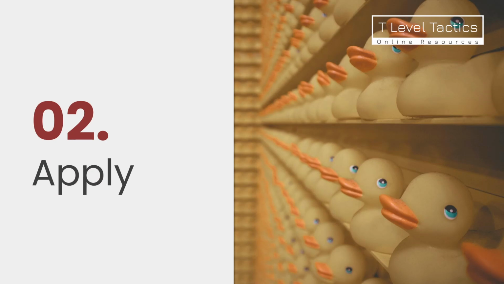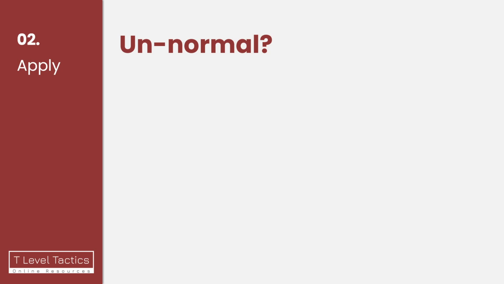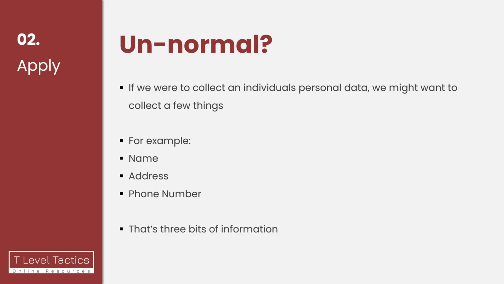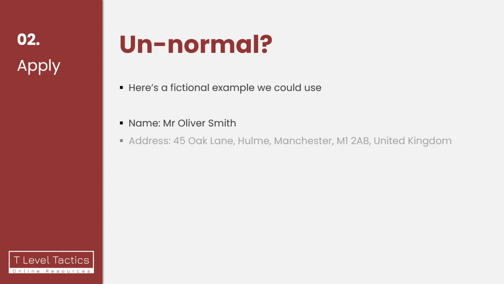So let's have a look at this thing called normalization. If we were to collect an individual's personal data, we might want to collect a few things. For example, we might want their name, their address, and their phone number. That's 3 bits of information. Here's a fictional example of what we could use. We could have Mr. Oliver Smith, who lives at 45 Oak Lane, Hulme, Manchester, M1 2AB, United Kingdom. And his phone number, 07123 456 789.